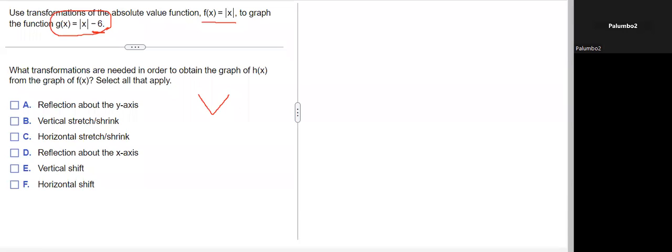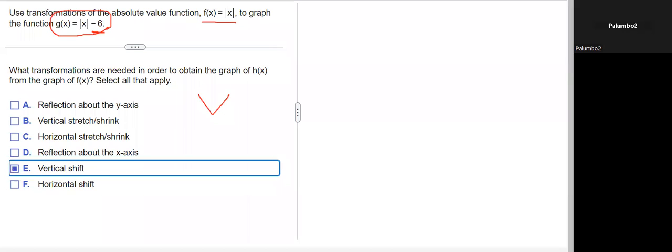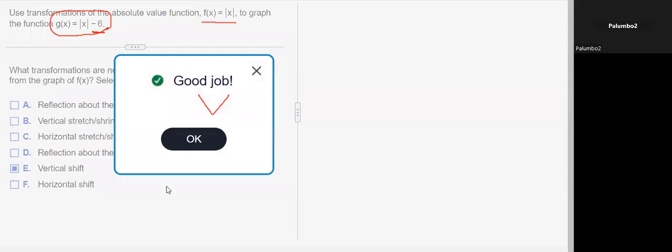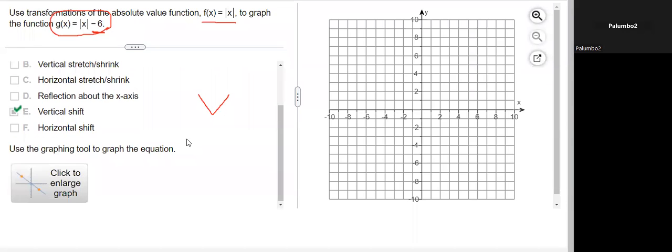So let's answer this first question. It says, what transformations are needed? And this is a shift in the vertical direction. So it's a vertical shift, E. Nice work. Good job. And then they want us to graph it. So graphing absolute value is a little different than the other graphs, than a parabola.